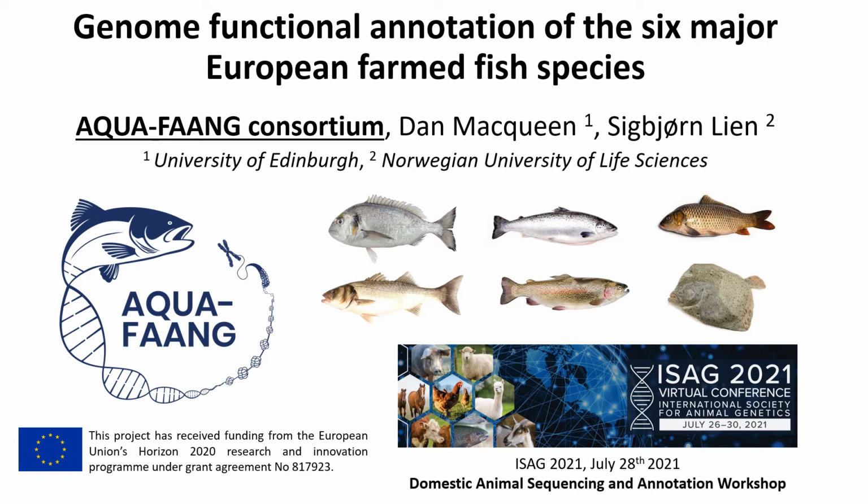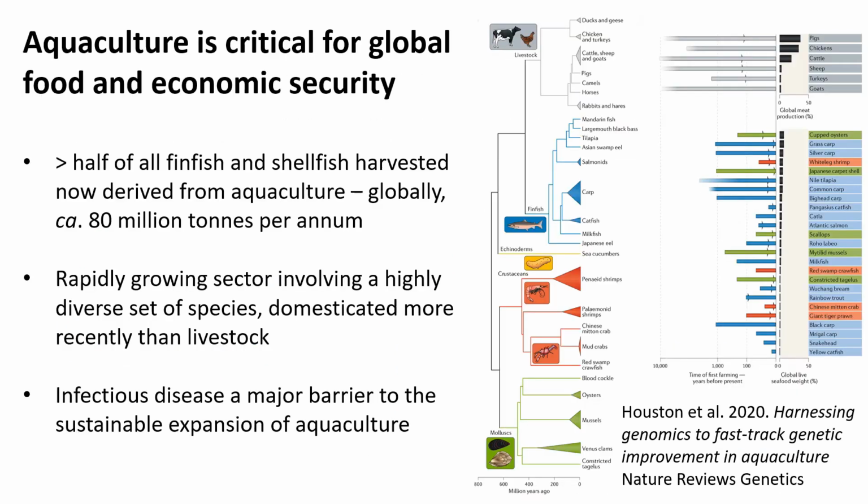of the whole consortium, including the lead coordinator, Sigbjorn Lien, where we're aiming to functionally annotate the genomes of 6 farmed fish species of key importance in European aquaculture. As you'll be aware, aquaculture is a critical sector for global food and economic security that's growing very fast, with more than half of all the fish that we eat on Earth now being farmed.